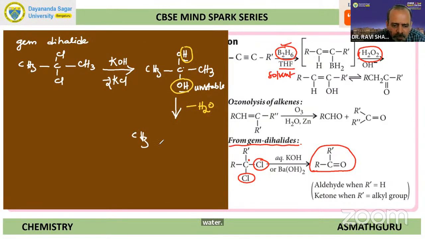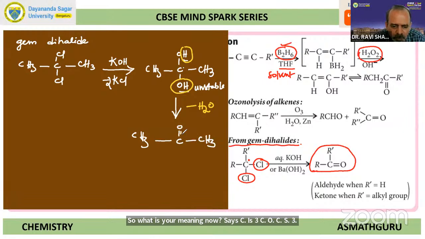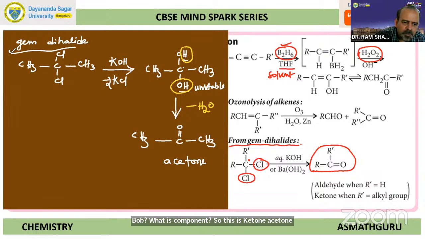So CH3, CO, CH3. And what is the valency of carbon? 4. So we get a C double bond O. What is this compound? This is a ketone, acetone. So we got a ketone from geminal dihalides.